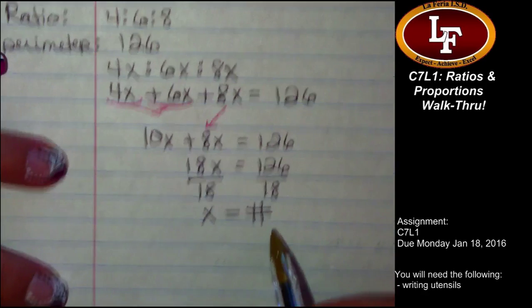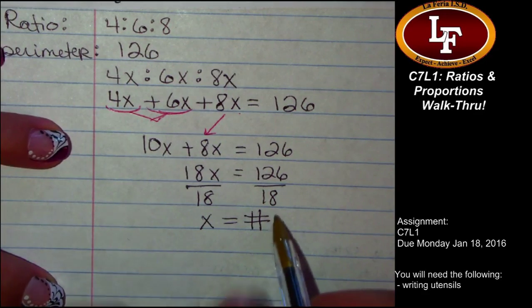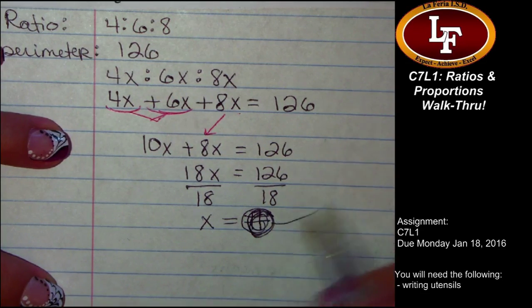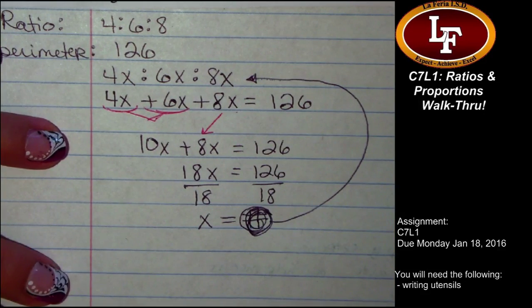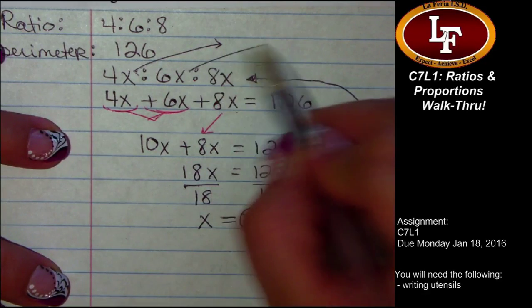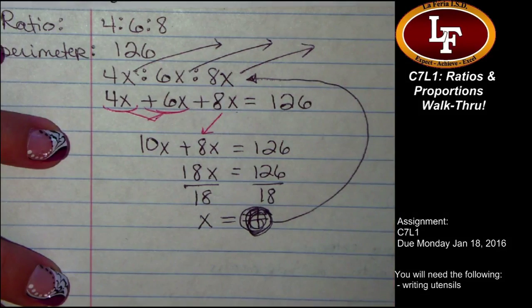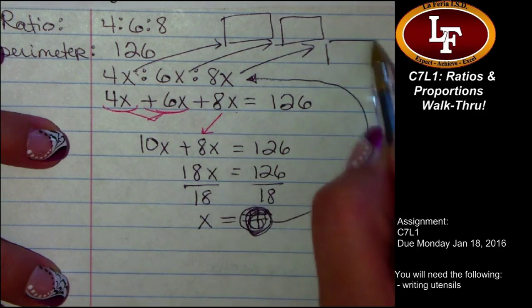Nope, because the question was, what are the measures of the sides of the triangle? So that's the random number we're looking for? Once we have our random number, we're going to go back into here and plug in that random number to each one of those. So 4 times that random number is something, 6 times that random number is something else, and 8 times that random number is something else. And these are all the measures of the sides of my triangle.